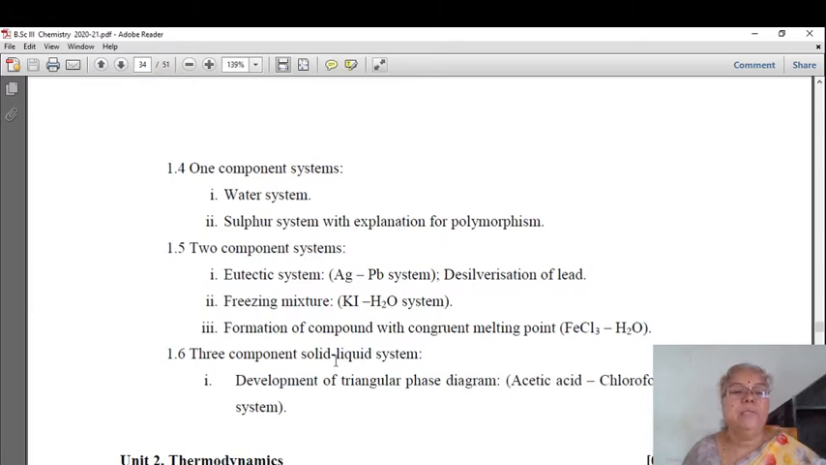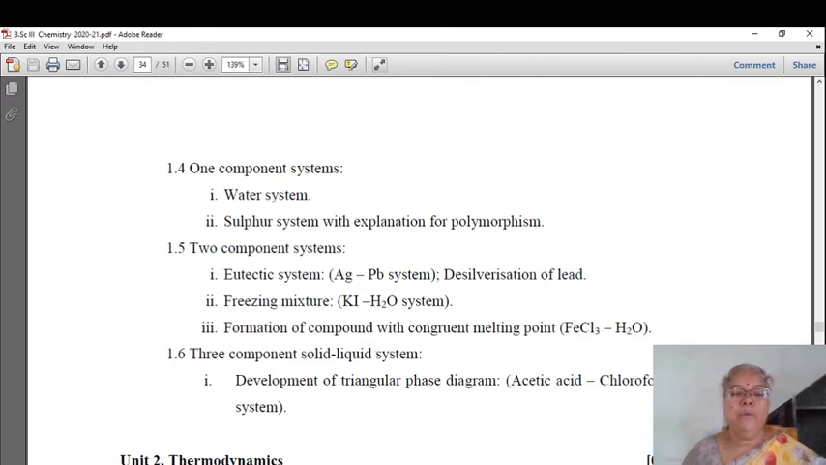And the last point of this unit, that is the three component solid liquid system and the development of a triangular phase diagram. And for your study, there is an acetic acid chloroform water system. These are the subpoints that are included in the study of phase equilibria.